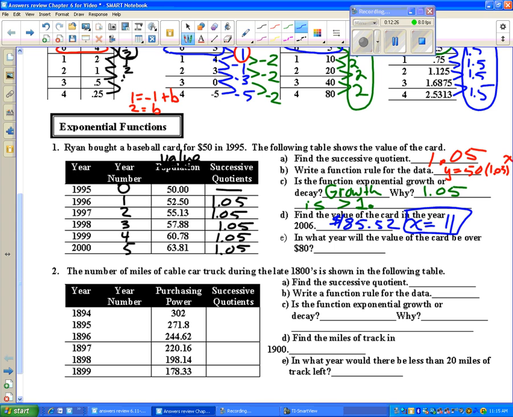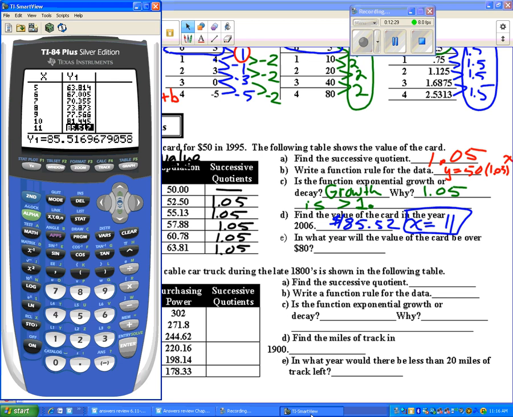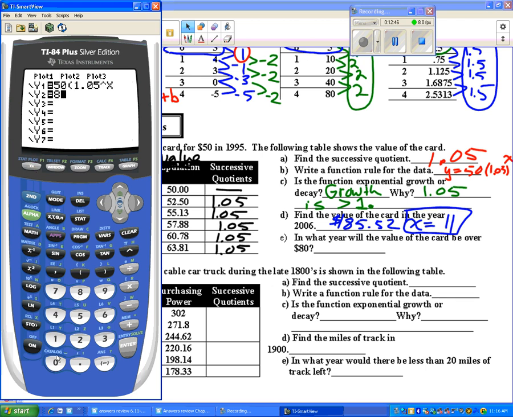In what year did the value of the card get over $80? That looks like it's the 10th year because 81.44 would be over $80. The other way to find this is to go to y equals and plug in $80 for y2. Make sure my window goes past that $80, so I'm going to make my y max 100 and my x max 15. If I see the intersection, I can find it.